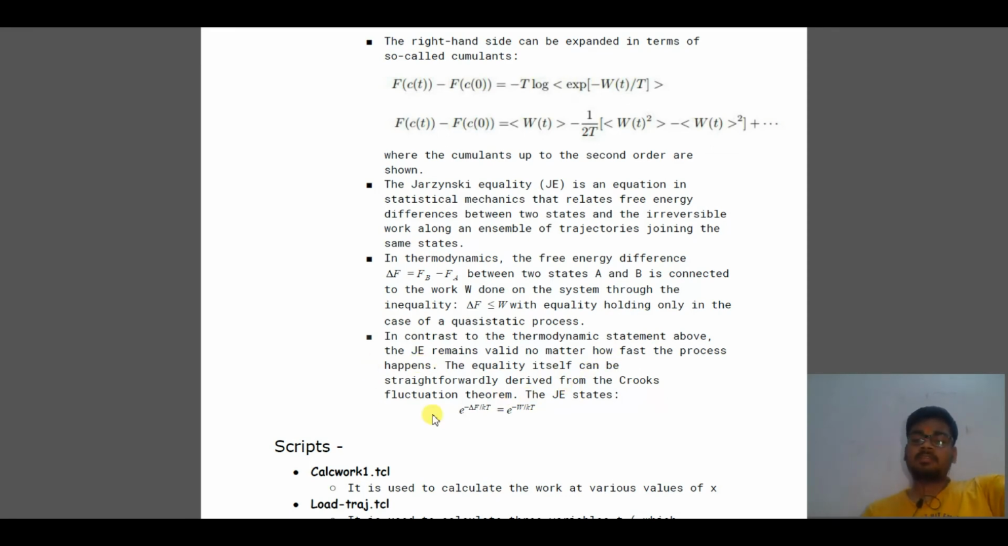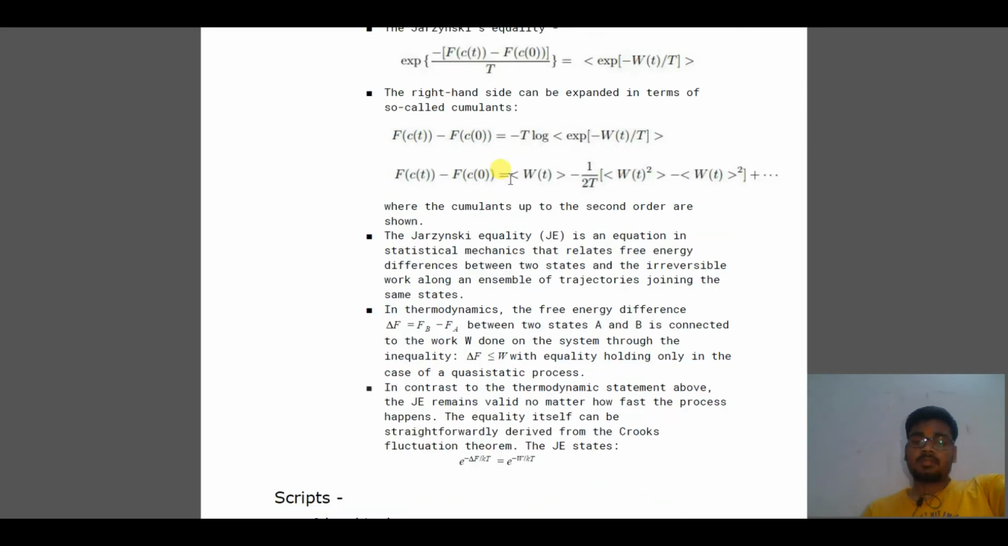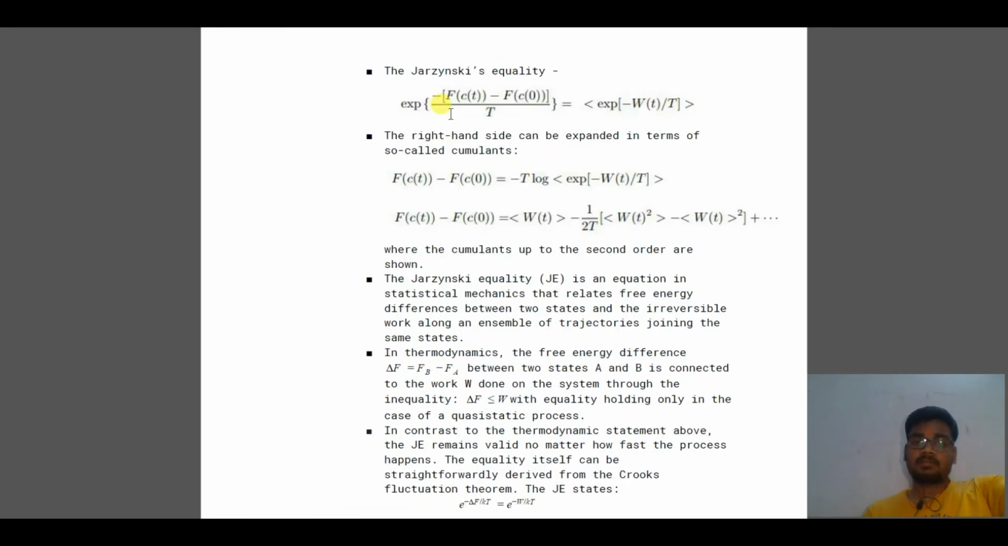So Jarzynski states that this equals this. k is the Boltzmann constant, and using this we get this expression, and so we transfer it here, and then we do a second order cumulant expansion to get the final FEXP expression.